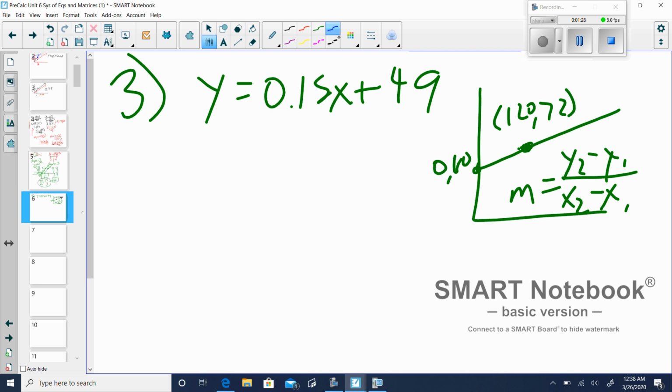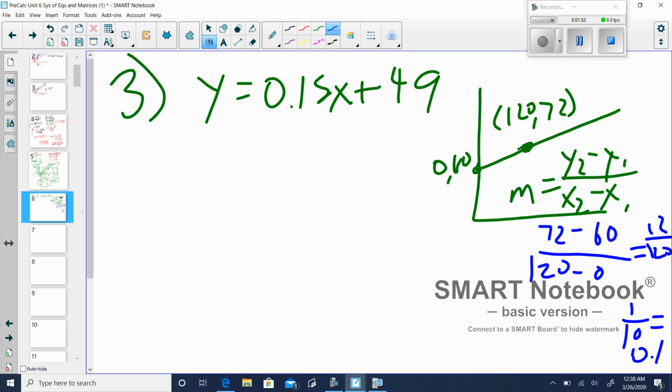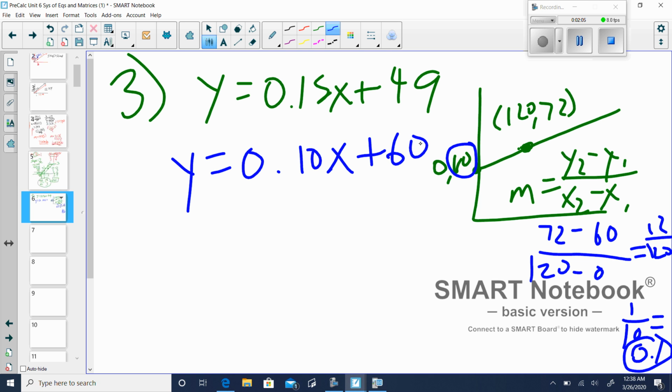What are we going to put in which position? I'm going to say 72 will be my y2, which means 120 will be my x2. 60 will be my y1, which means 0 will be my x1. So what that gives us is 12 over 120. You can simplify 12 over 120 to 1 over 10, or 0.1, putting that at the lower right corner. Now, we can take that and the y-intercept, and now, guys, we can create an equation in y equals mx plus b form.